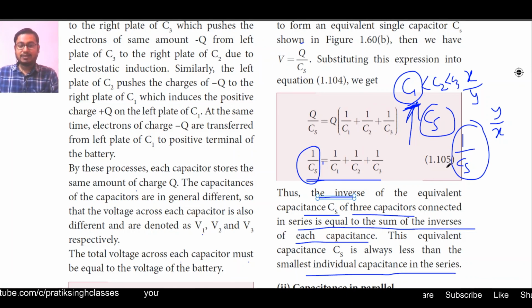Fine. In our next video, we will see the capacitance of capacitors when they are attached in parallel connection.